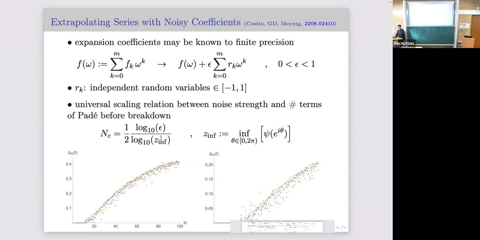The key quantity is this thing, which is the infimum of the uniformizing map on the disk, on the unit circle, normalized by the location of the singularities. So for a given system, you can evaluate what it is, and that sets the relation. This is all based on the statistical interpretation of conformal maps.